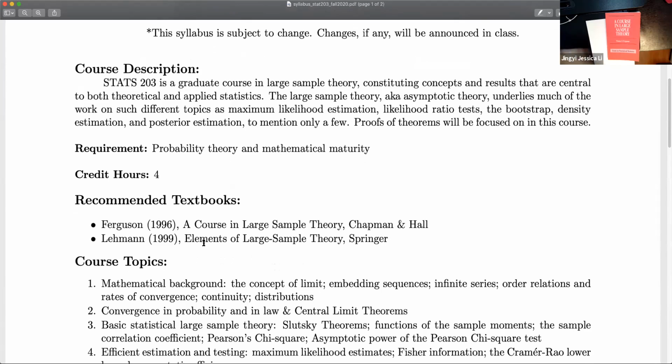Okay, great. So you see, this is the book I'm going to use. It's called A Course in Large Sample Theory. It was published in 1996, and I would say it's a very concise and very classic book if you're interested. Not very thick, you can see, only around 200 pages. And every chapter in this book is about one topic we're going to talk about in class.